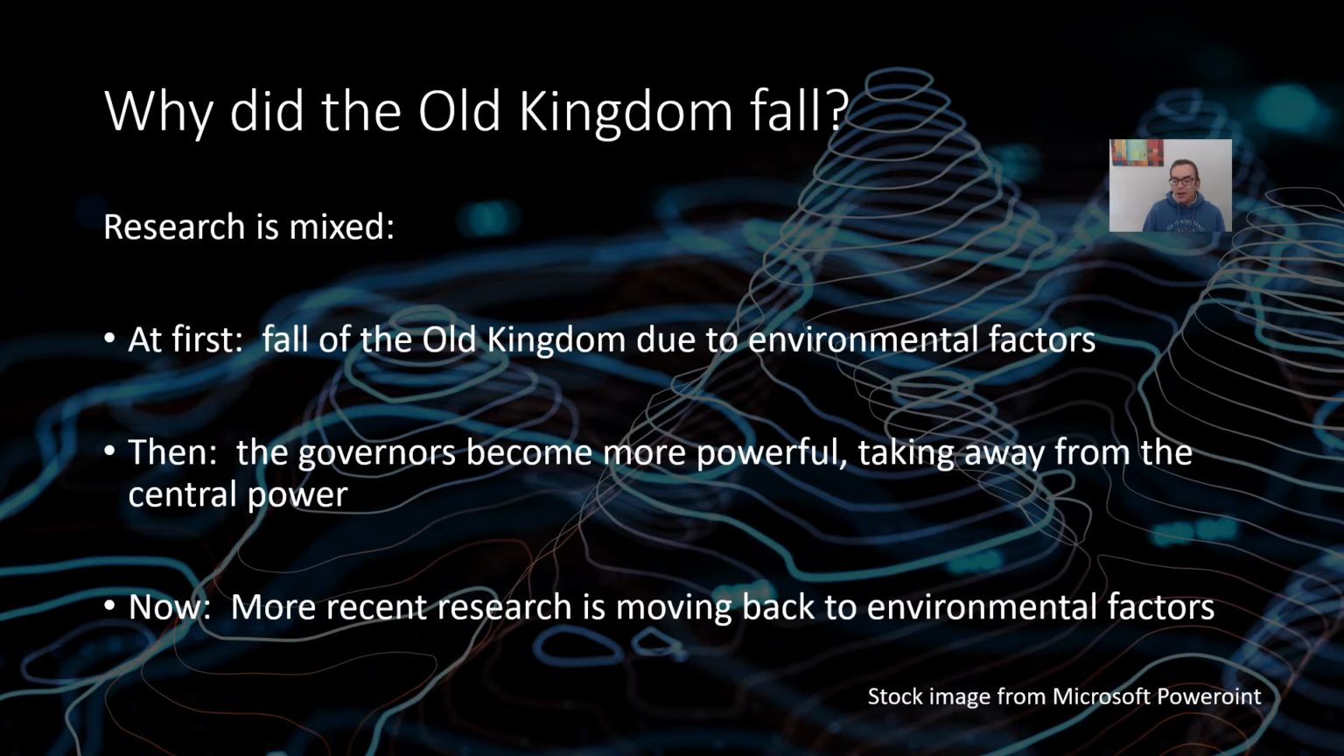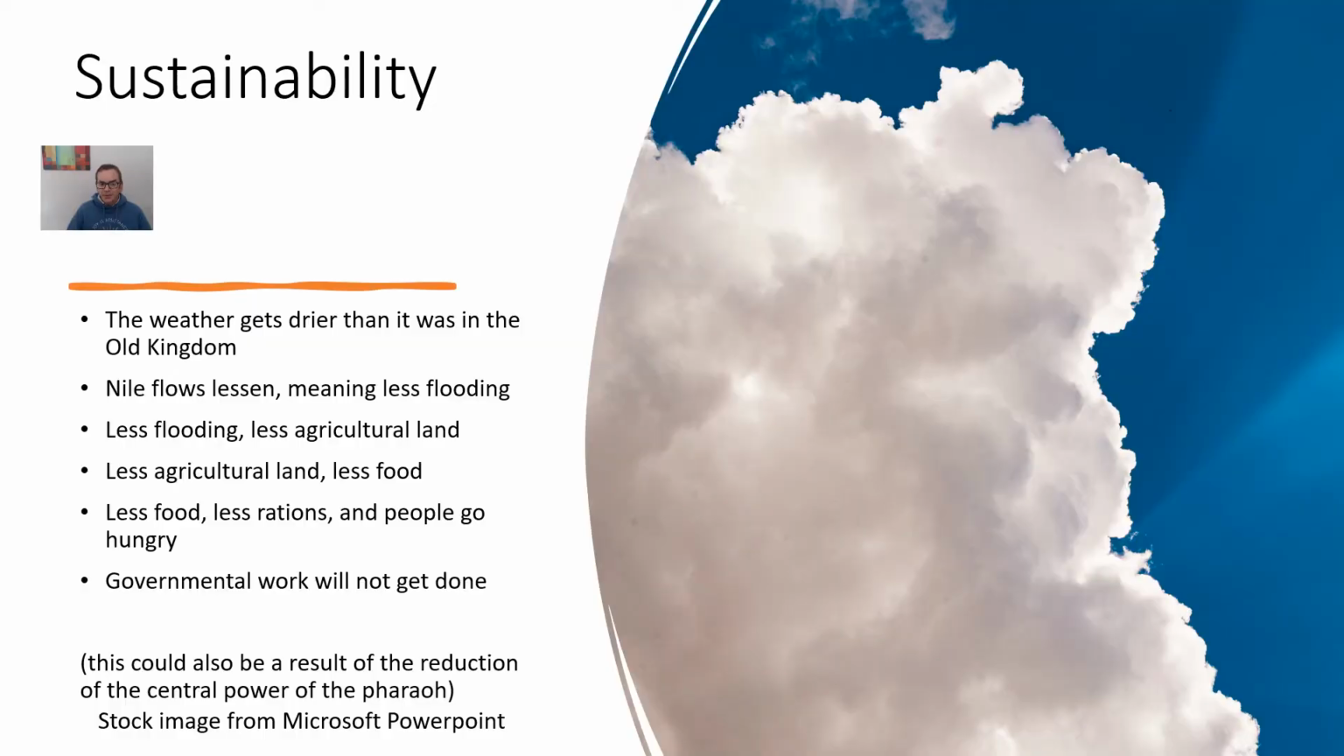Now, I've given you an article to read this week from 2019, where more research is moving us back into the environmental issues, where it becomes drier, it becomes a strain on the economy, and a strain on everything else. And so you get a breakdown of centralized power because of environmental issues.